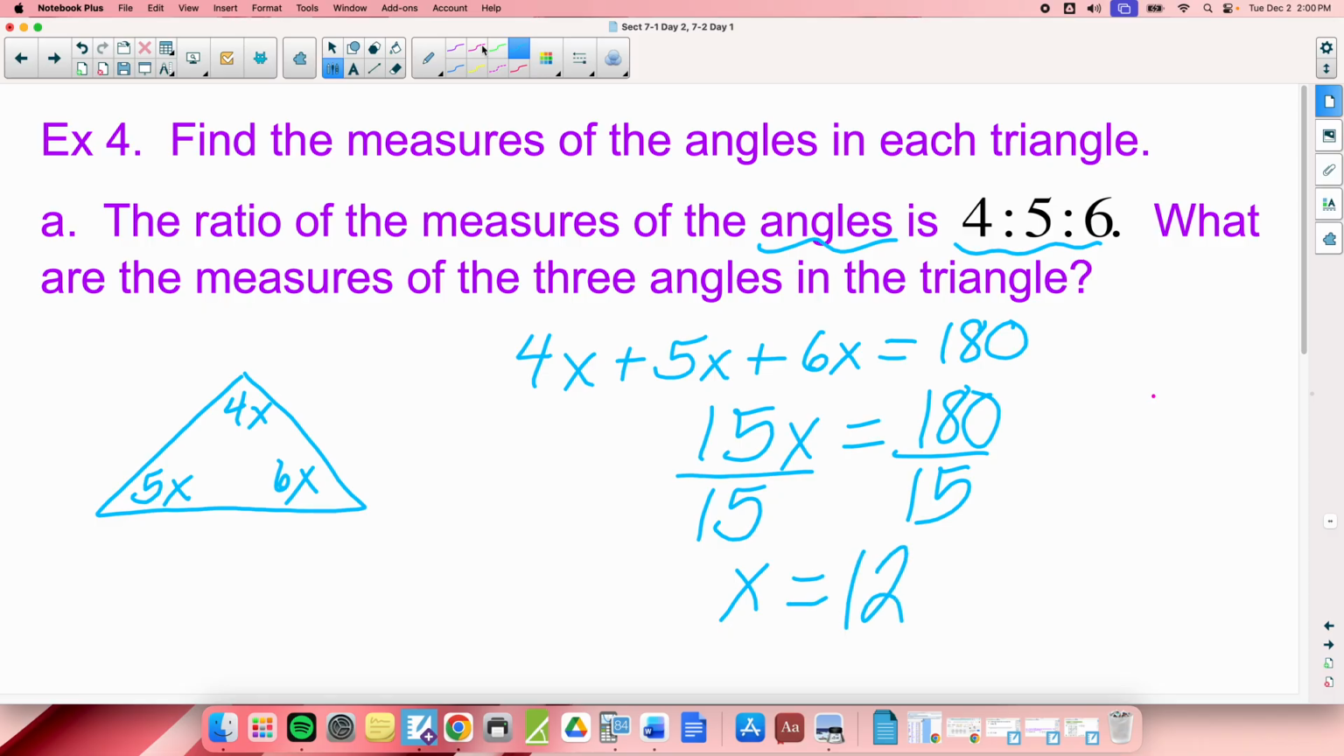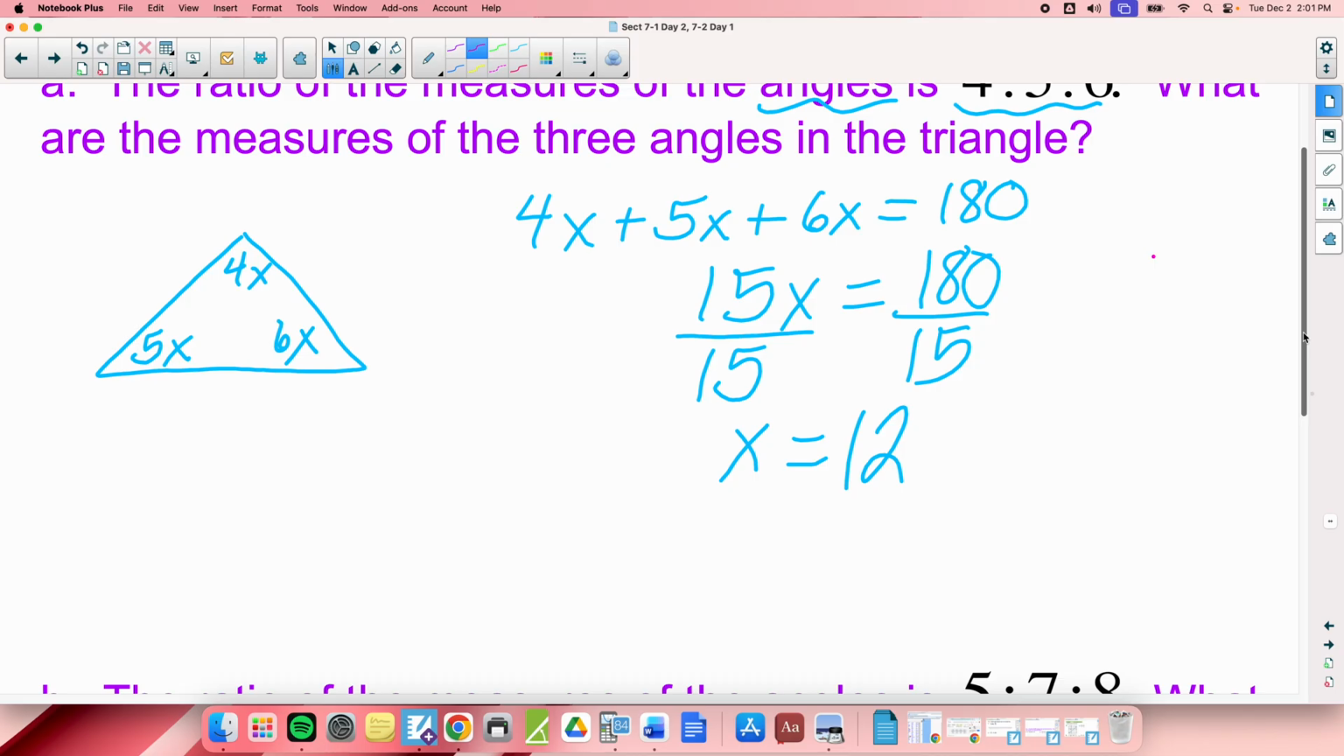Okay, now here's the deal. 12 is just what we're going to multiply each of these by. They want the measures of each of the angles, okay? So what I'm gonna do is put 12 in here, here, and here.